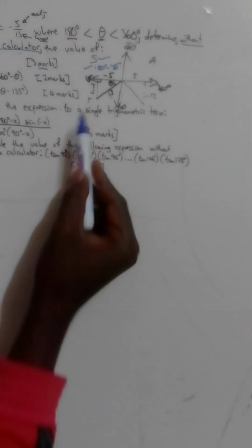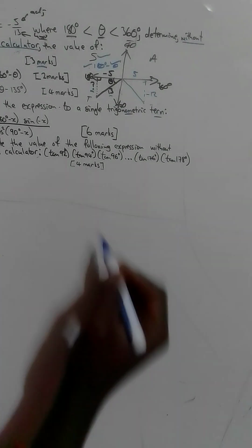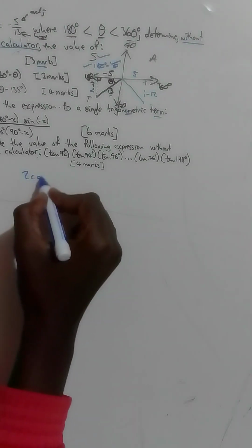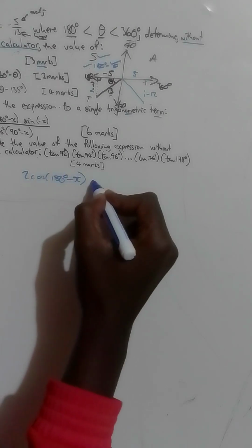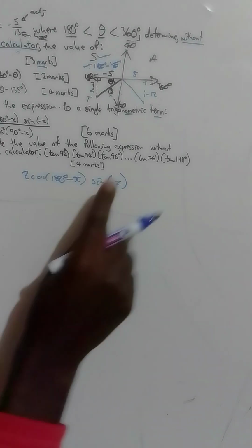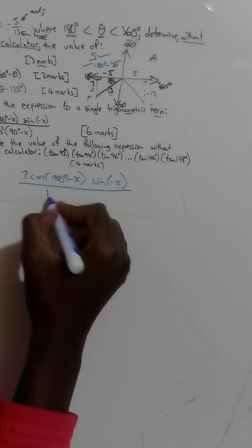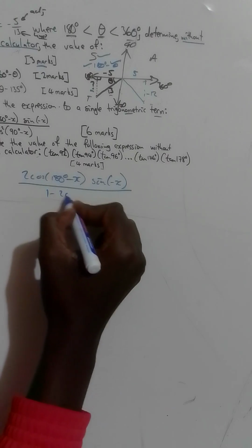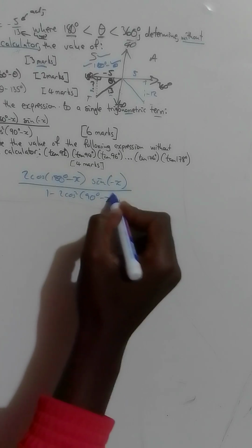So here on 5.2, they say that you must simplify the expression to a single trigonometric term, right? What are we given? We're given 2 cos(180 degrees minus x) multiplied by sin(negative x). This is a negative angle. That's what it represents. Now we've got 1 minus 2 cos squared (90 minus x).